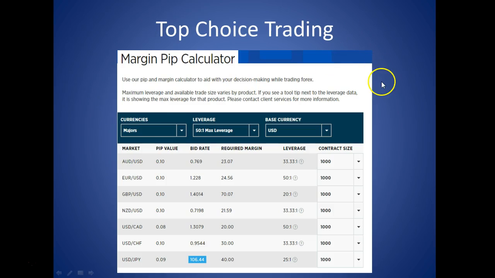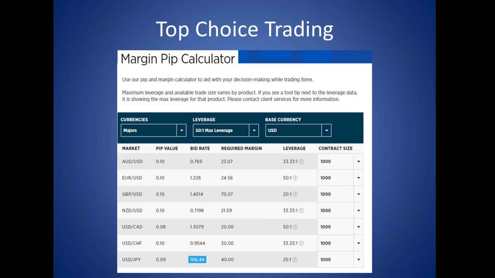This is Forex.com, and the brokers, whether you're using Forex.com or not, should have some type of a margin pip calculator. But this shows you Forex.com's margin on certain pairs. Notice on the Australian US dollar, the margin is 33 to 1. On the Euro US dollar, it's 50 to 1. On the pound dollar, it's only 20 to 1. On the US dollar, Canadian dollar, it's 50 to 1. On the dollar to Japanese yen, it's 25 to 1. So once again, this varies, so you have to check with your broker to find the amount of leverage you're getting, because that can affect the margin.